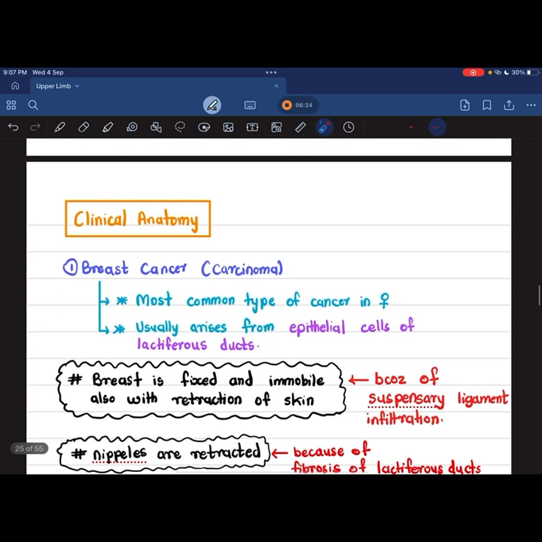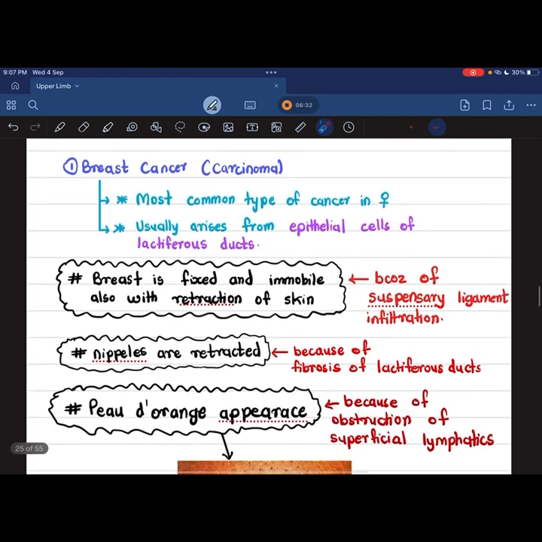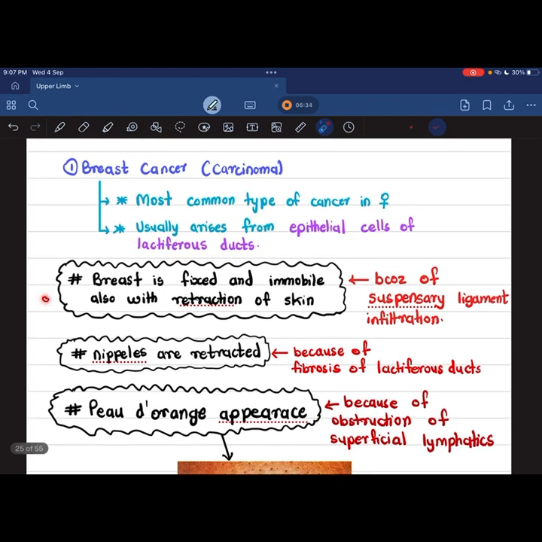Clinical anatomy. Breast cancer, which is the most common type of cancer in females, usually arises from epithelial cells of lactiferous duct. In breast cancer, three things are seen. Breast is fixed and immobile, also with retraction of skin. It is because of the suspensory ligament infiltration. Nipples are retracted. It is because of fibrosis of lactiferous duct.